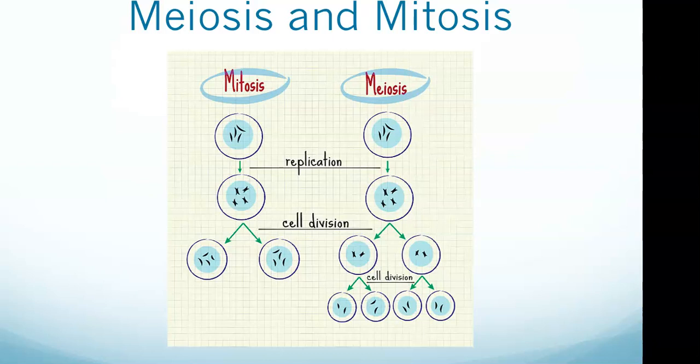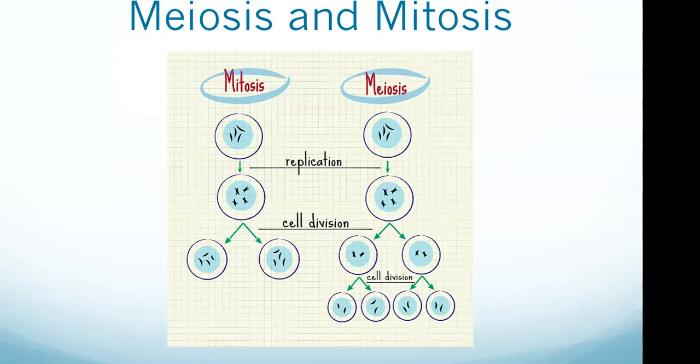Meiosis and mitosis. We need to be able to recognize the difference between these two. Most of the body's cells are produced through mitosis, which is a process of cell replication that results in 2 identical daughter cells from a single parent. The number of chromosomes remains the same as the parent, which is 46. This is a diploid cell.